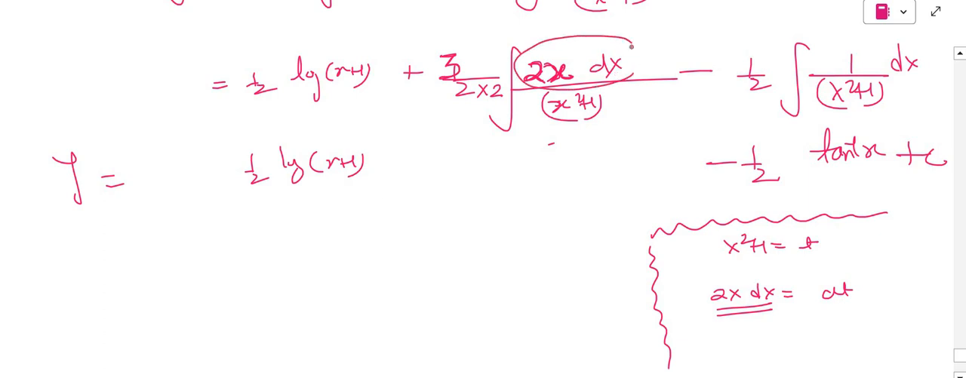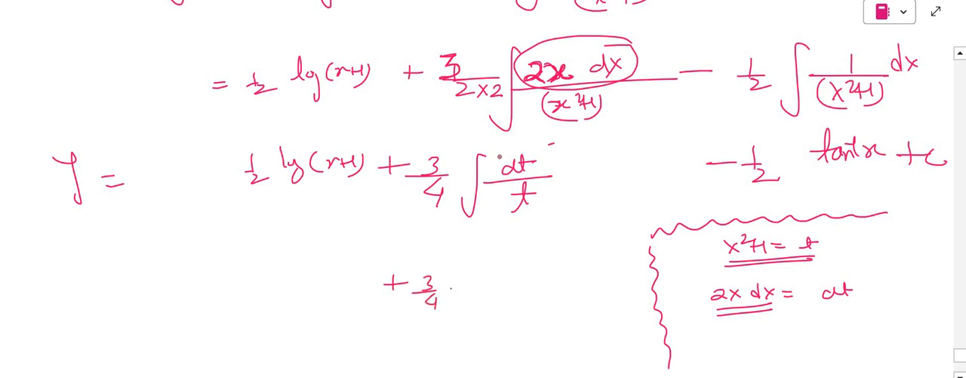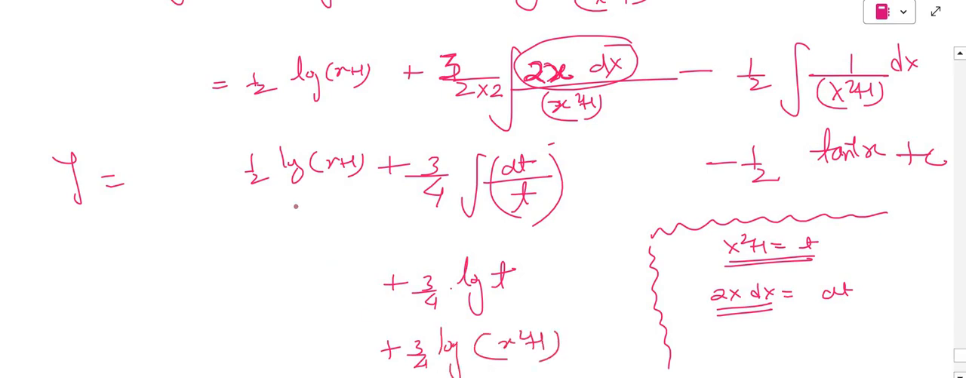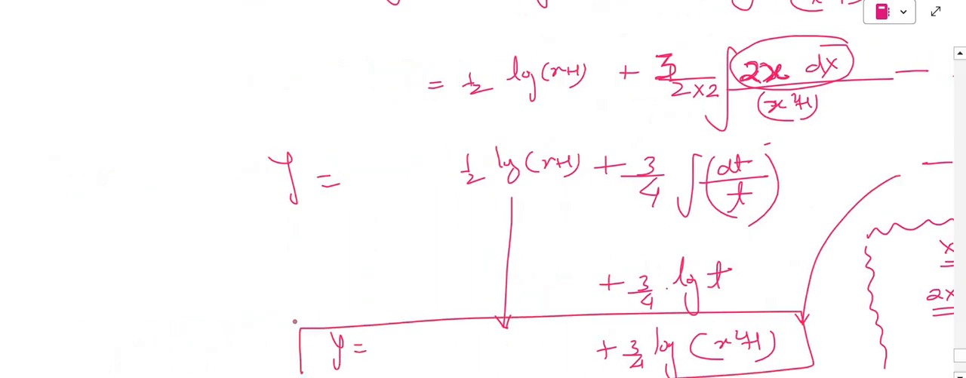So now 2x dx became dt. So 3 by 2 dt and this is t. This part is t. So what will be the integration of this part? Only this part, log of t. And what was t? x square plus 1. Okay, first part is this and third part is this. So this is my answer. I hope you understood. Okay?